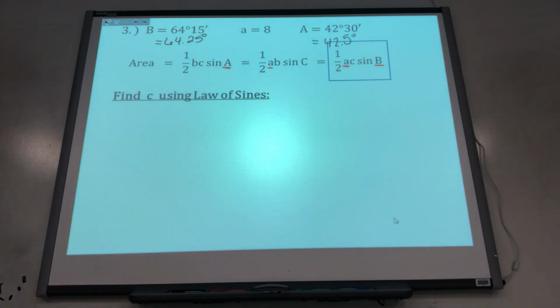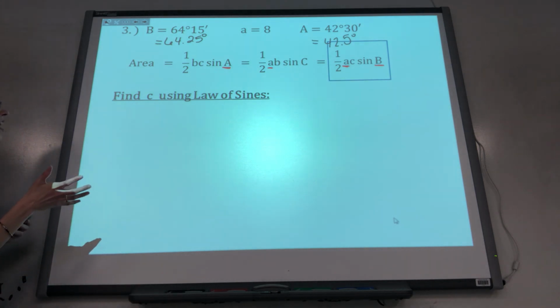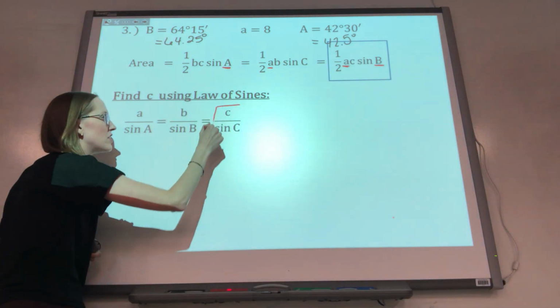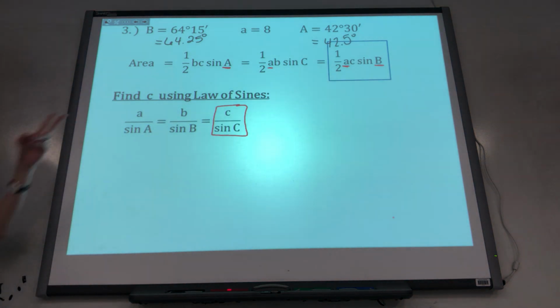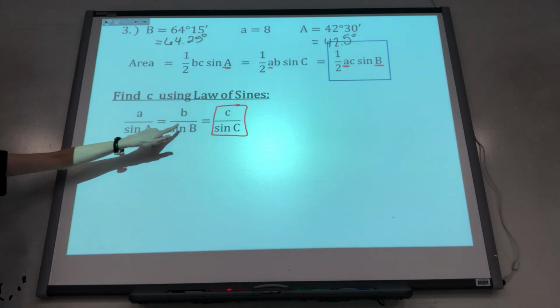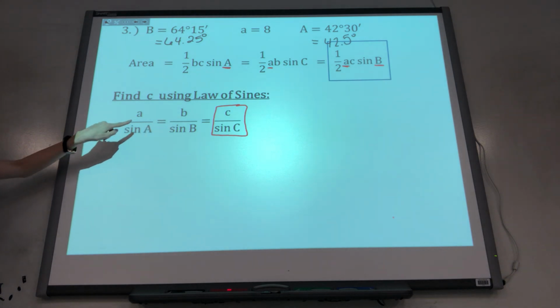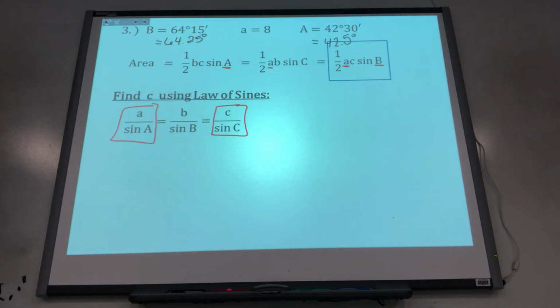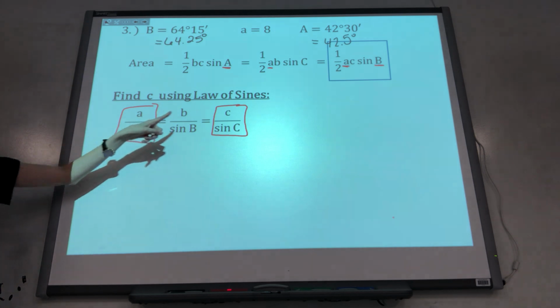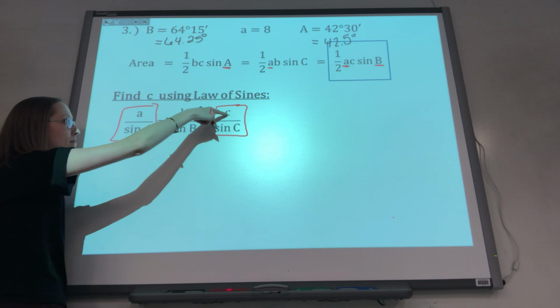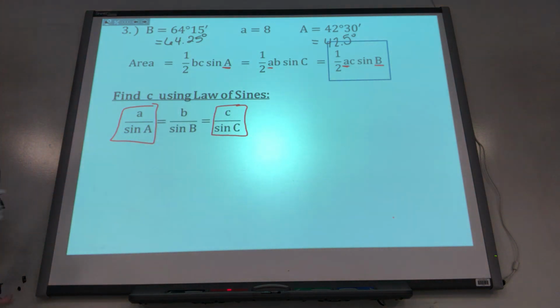Okie doke. So here's what I'm thinking. Law of sines. Here's the law of sines. I know I have to use the c's because I'm trying to find c. And which other one should I pair it up with? I'm kind of thinking a's because you know everything about the a's. But does anybody see yet another problem with this? Yeah, you want to find little c, so that needs to be a variable, but you don't know big C.